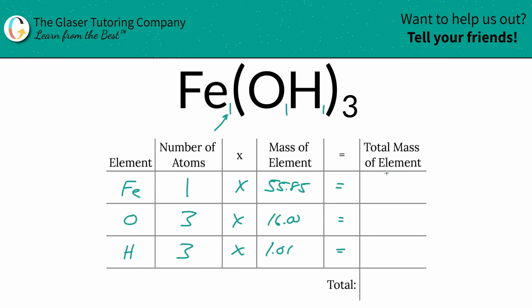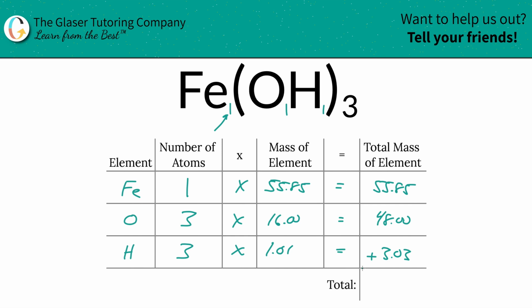All right, those masses can either be in amu or grams per mole, depending upon if you're calculating molecular mass or molar mass. So the total mass here of the element, we're just going to simply find by multiplying the row across. So the total mass of iron here is 55.85. The total mass of oxygen is going to be 48. And then the total mass of hydrogen is 3.03.